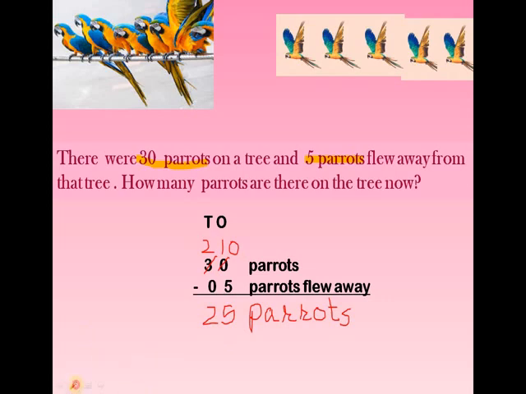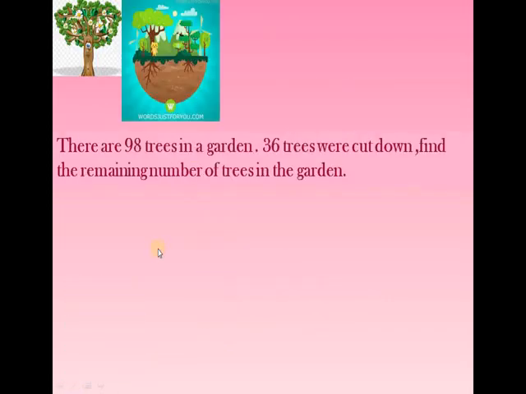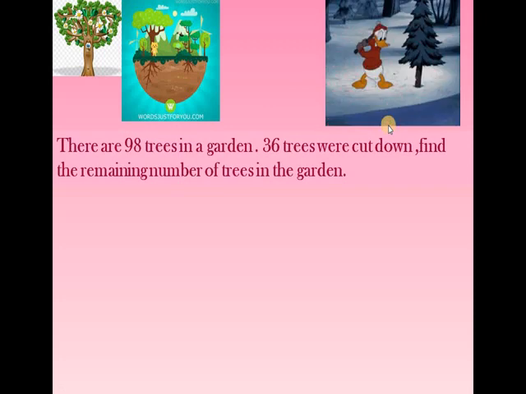Let's move to the next example. There are 98 trees in a garden. 36 trees were cut down. Find the remaining number of trees in the garden. There are 98 trees in a garden and 36 are being cut.